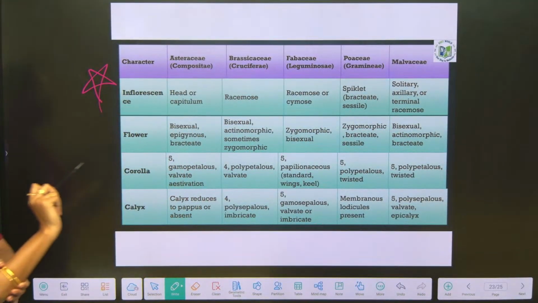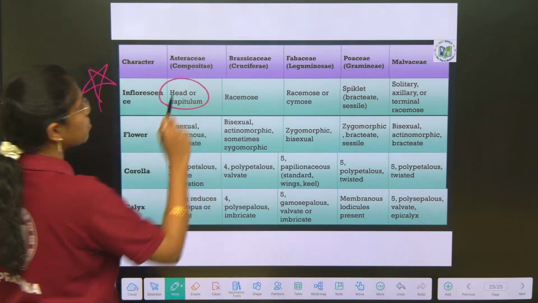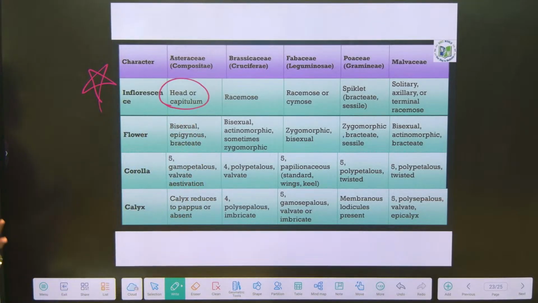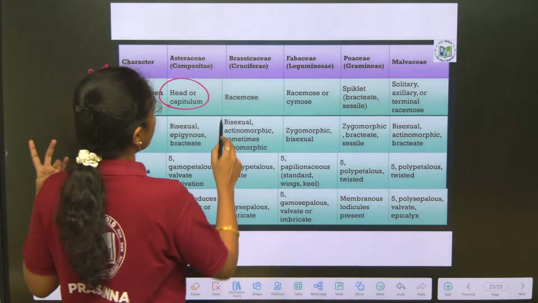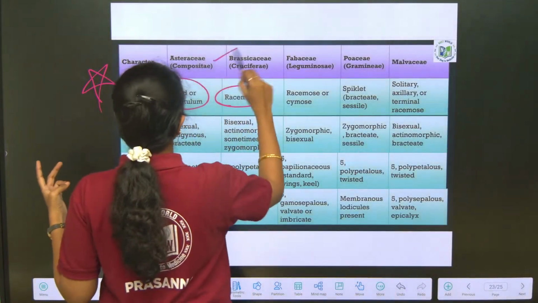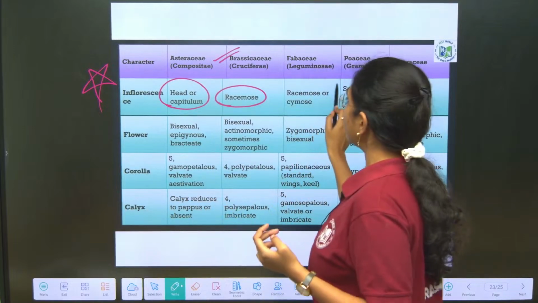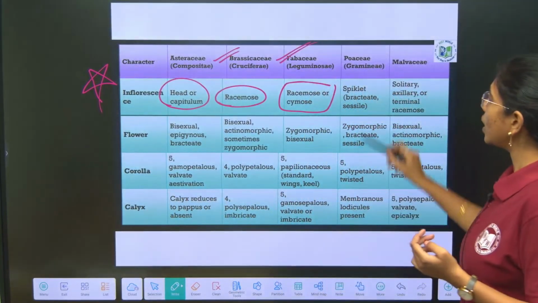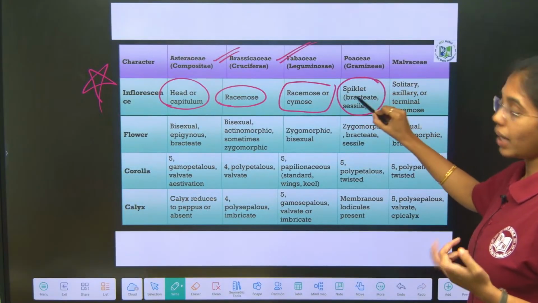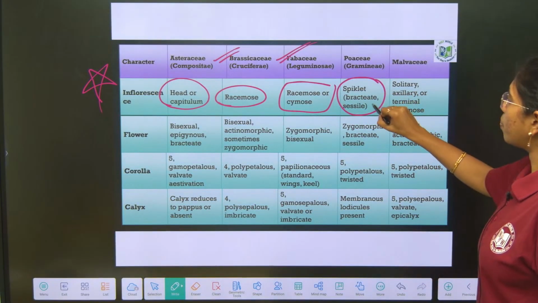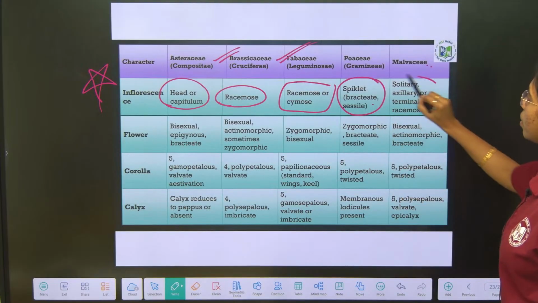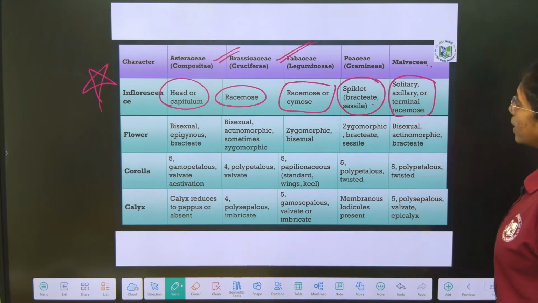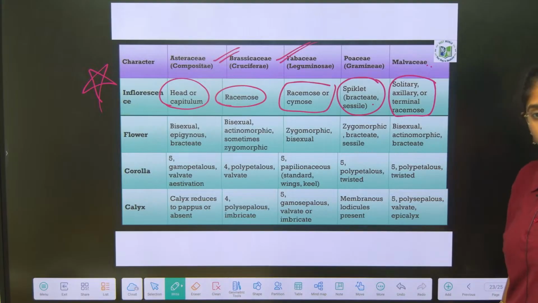First is what? Inflorescence. It is head or capitulum, a special type of inflorescence in Asteraceae members. Second is racemose inflorescence in Brassicaceae members. Racemose or cymose inflorescence in Fabaceae members. Poaceae you have spikelet or spike with bracteate and sessile. Malvaceae members, solitary, axillary or terminal racemose type of inflorescence.